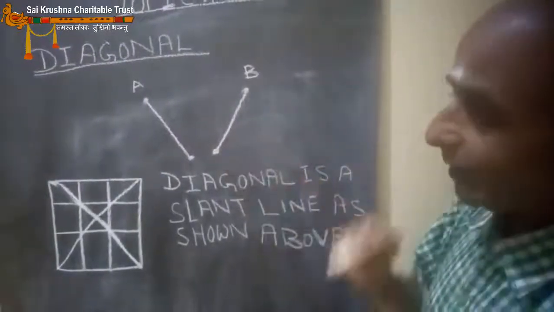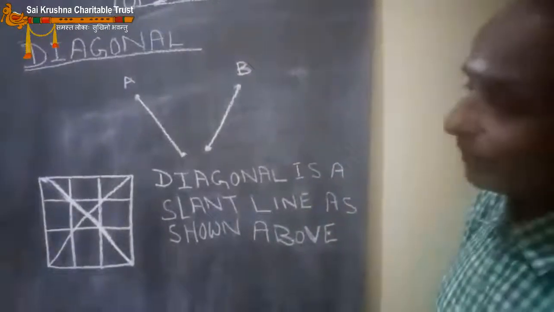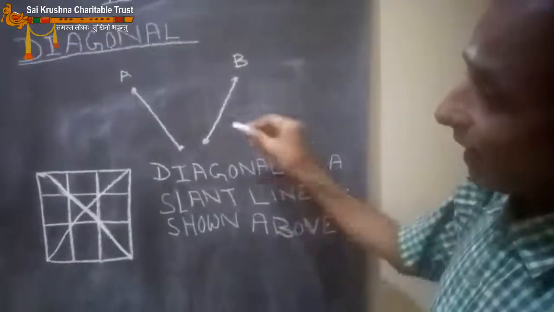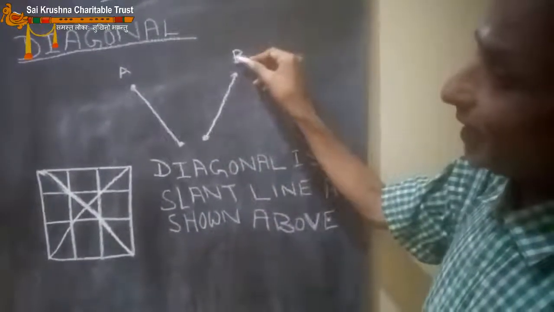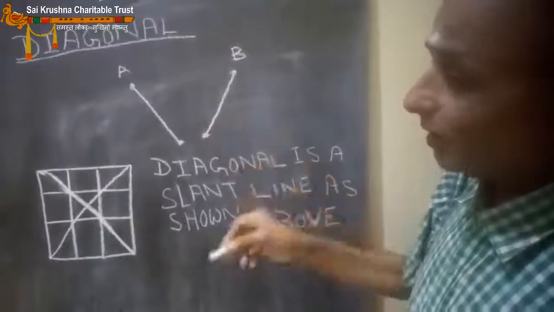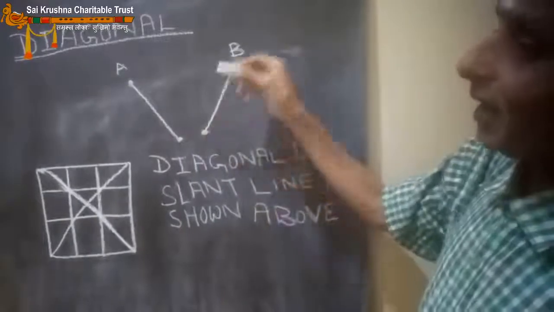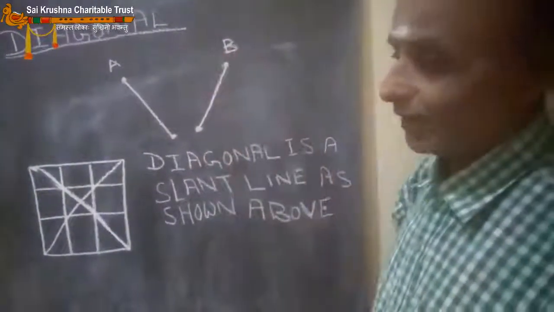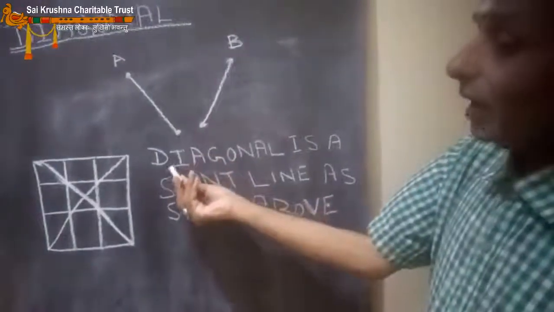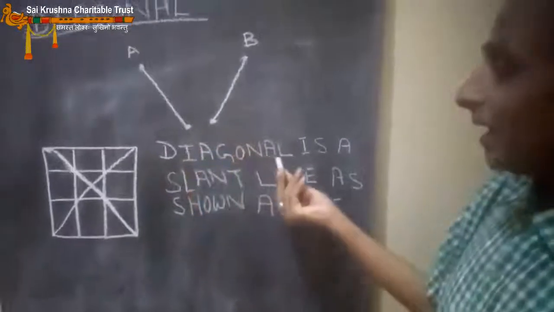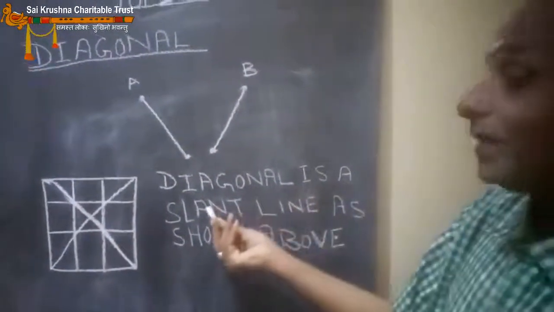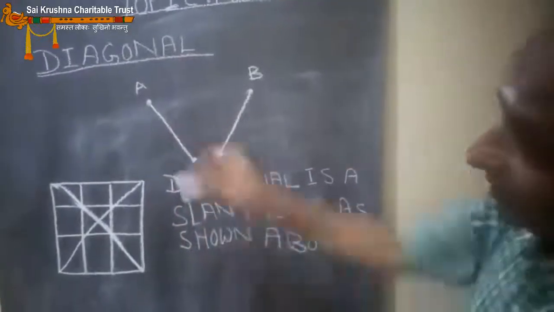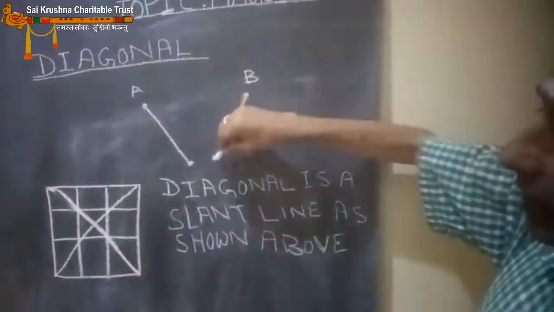Say there is again a stone here and there is another person B standing here. Then we say that B is standing diagonally opposite to the stone here, or vice versa, the stone is diagonally opposite to the person B who is standing here. So a diagonal is a slant line as shown above. So these are two slant lines. This is one slant line and this is another slant line.